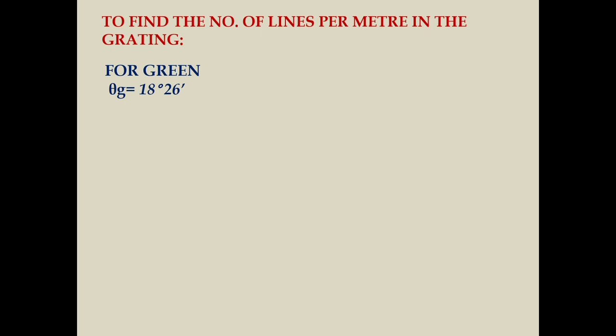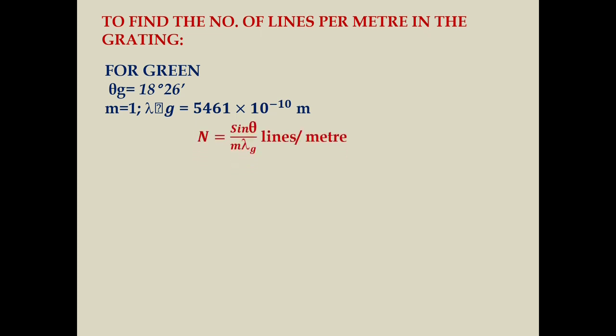From our table we could see, for green the theta value, that is the angle of diffraction, is 18 degree 26 minutes, and the lambda g, that is the wavelength of the green color, is 5461 angstrom, or 5461 into 10 power minus 10 meter. And m equal to 1 here, because we have taken the readings using the first order diffraction. So throughout the calculation m will be equal to 1, that is the order of diffraction.